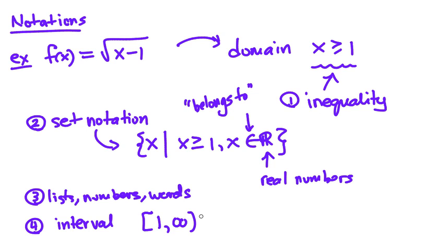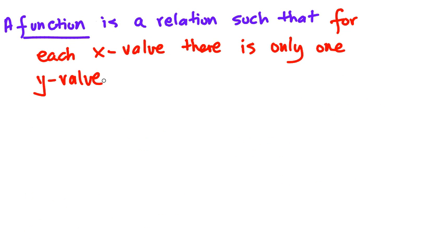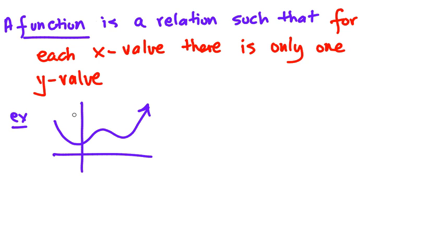You can use this notation for range as well. So instead of x, you're just using y's. For each x value, there is only one y value for a function. For example, if you are given a graph and you see a function that looks like this, you can tell that for each x value, there's only one y value.